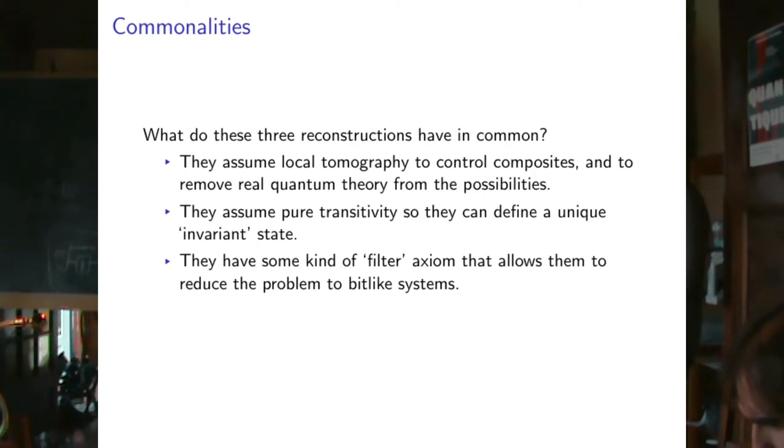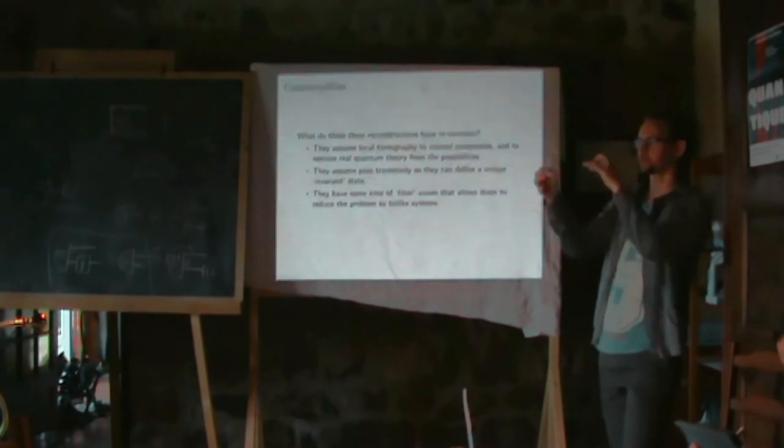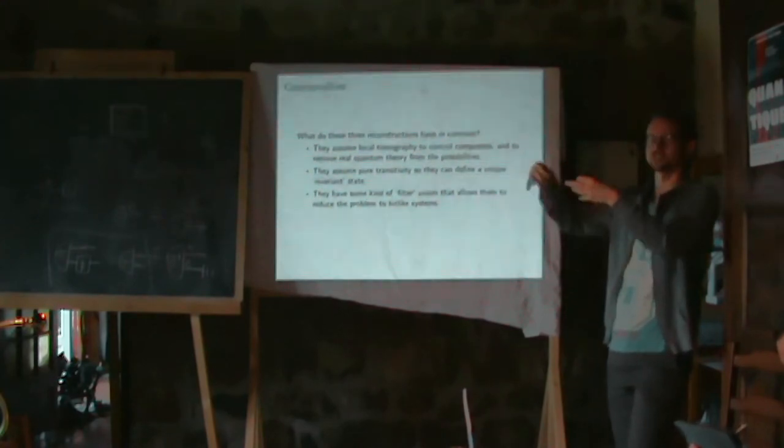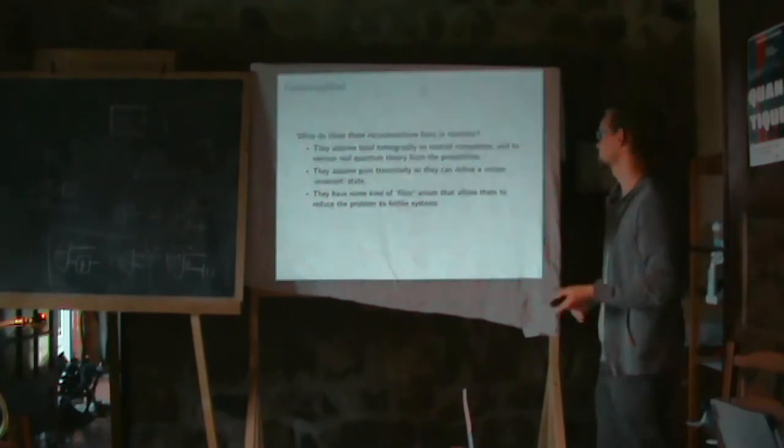And they all have some kind of filter axiom that allows them to simplify the problem so they can go down to a bit-like system, derive the structure of the bit-like system, and show it must be a three-dimensional sphere. Then they use that to show that their larger systems contain these three-dimensional spheres in a very coherent manner, and that is enough to show that they must be complex matrices, the self-adjoint complex matrices.